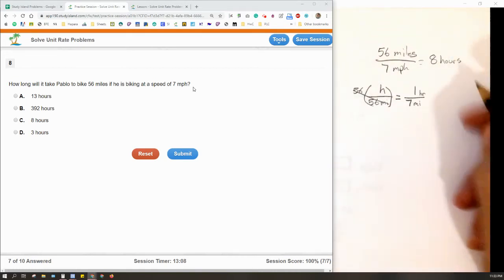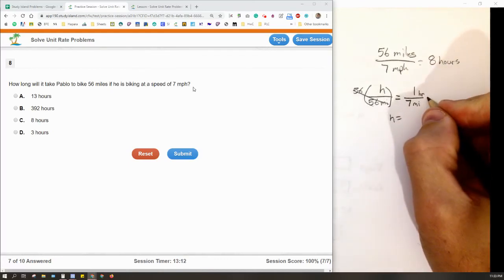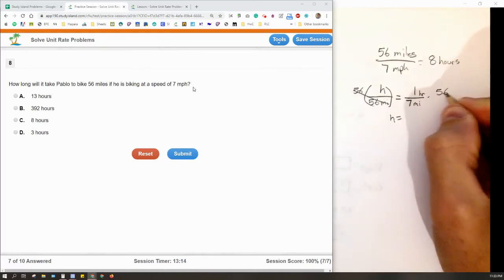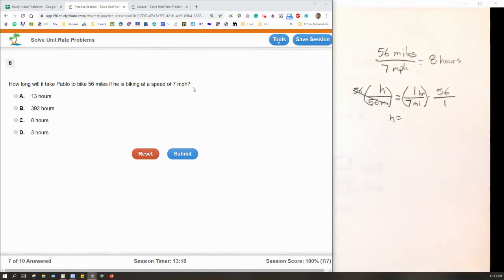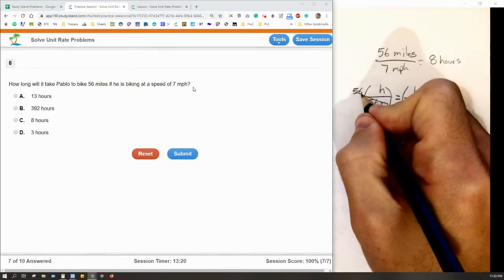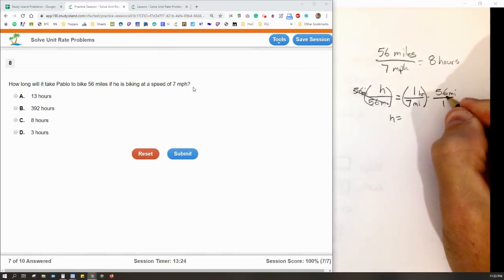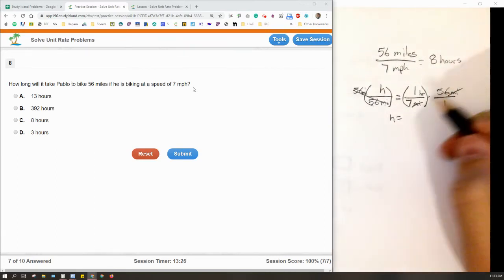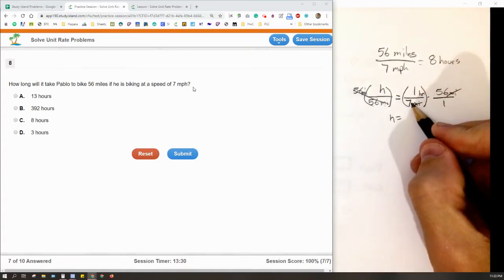That cancels out the 56 on the left side, leaves me with just h. And on the right side, what do I get? Times 56, which if you want to make 56 into a fraction is 56 over 1. Oh, and by the way, this was miles, so the unit miles cancels out. And this is miles, so the unit miles cancel out. Well, what happens here? We have 1 hour times 56, which is just 56, over 7.